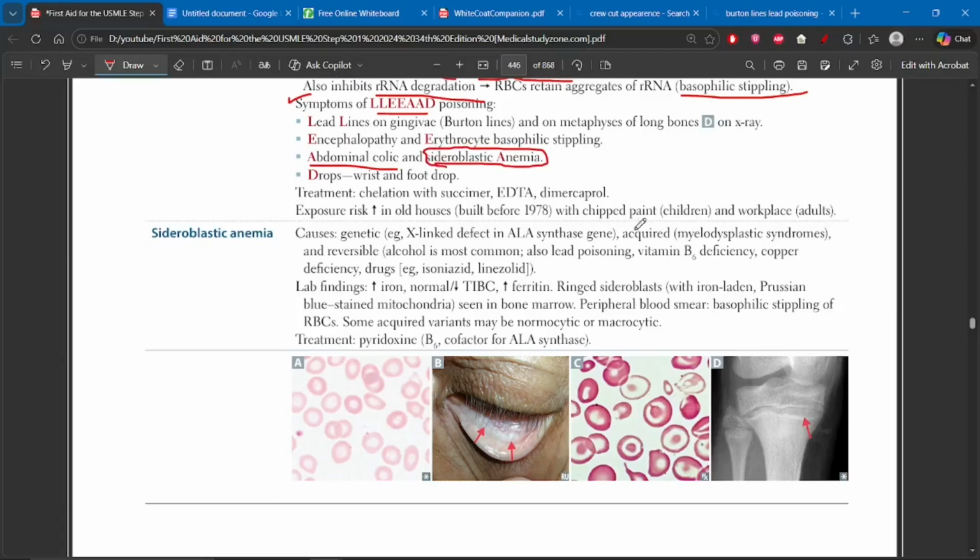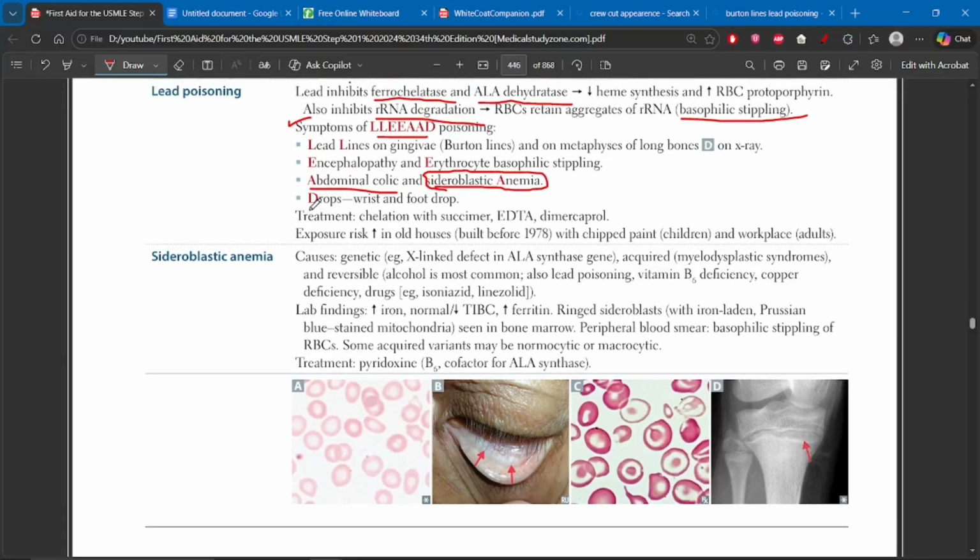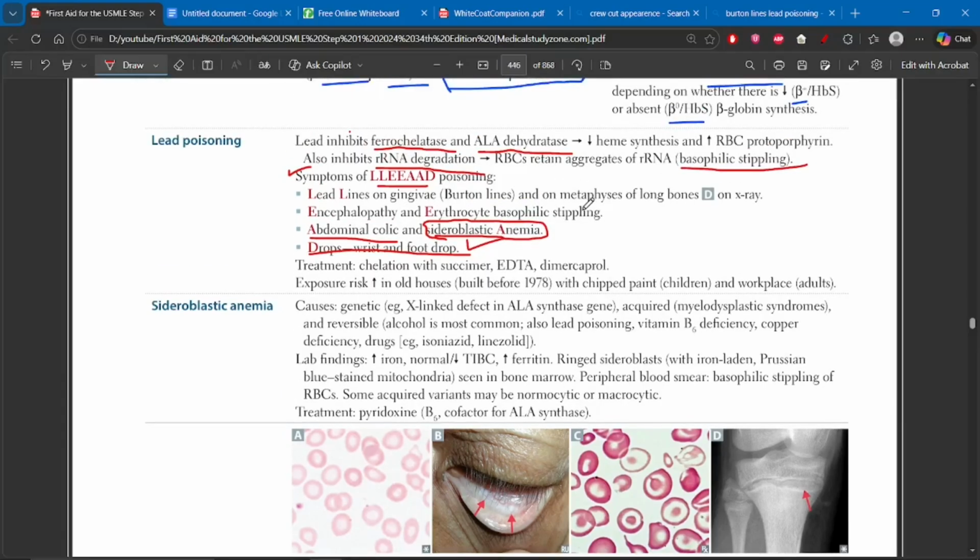Sideroblastic anemia, very important. Again, an important sign, drops. So wrist and foot drop can occur, and this is a neurological sign. So most students get distracted thinking of a neurological disorder, but this is important. Abdominal colic is also quite important. They could mention constipation as well. It's very important. And decrease in the mental capacity, encephalopathy, causing confusion and related symptoms.